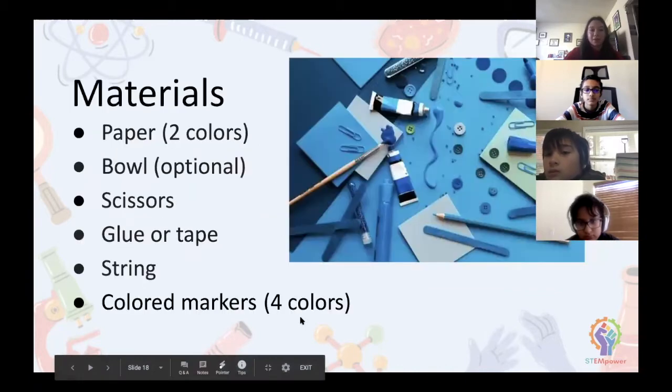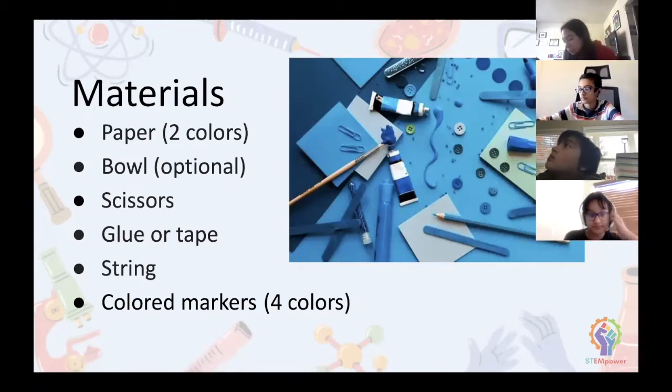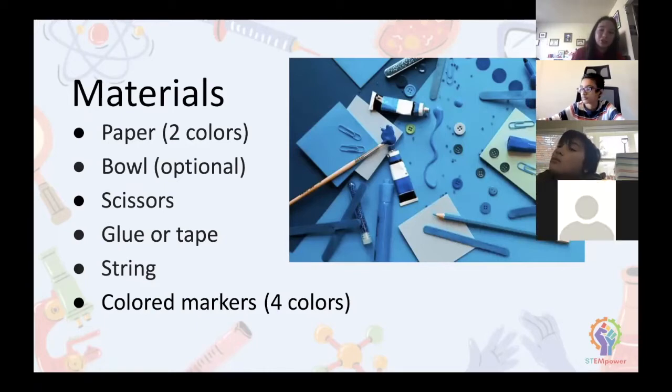Okay, so let's get our materials. We're going to need paper. We're going to need 2 colors of paper so you can differentiate the two. A bowl. It's optional if you can draw an amazingly good circle, but if you aren't perfect at drawing circles, you might want a bowl. Also scissors, glue or tape, string, and colored markers. You're going to want 4. And give me a thumbs up when ready. Go ahead, Roshan.